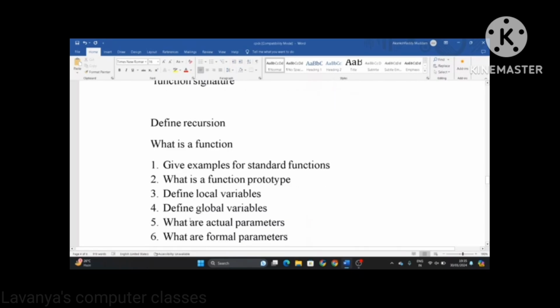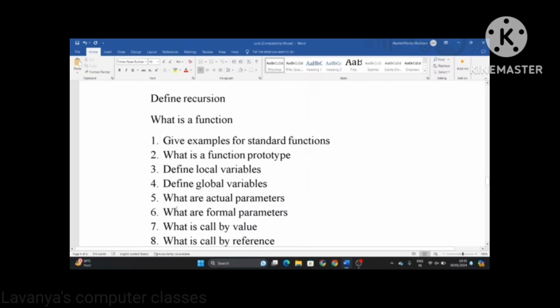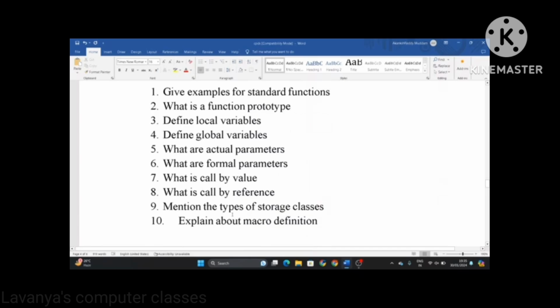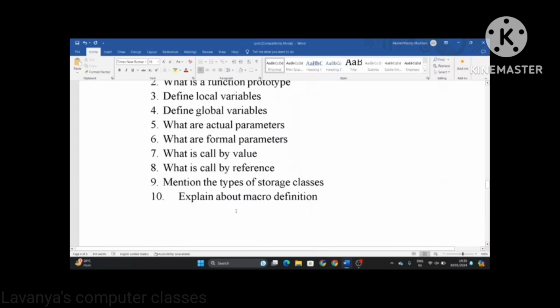Okay, next. These are short answer questions. Define local variables, define global variables. What are actual parameters? What are formal parameters? What is called by value? What is called by reference? These are the short answer questions.